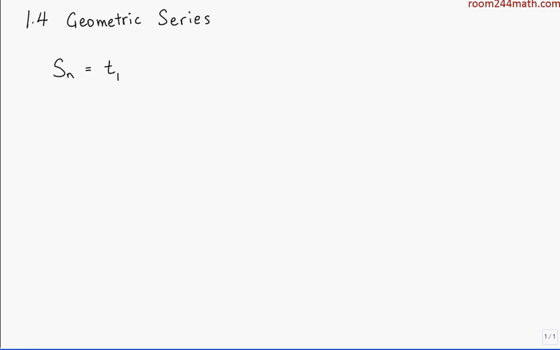So t1 is the first term. The second term is t1 times r, the common ratio. The third term, again, you just multiply by r a second time, so you have t1 times r squared, etc. And this goes all the way out to the last term in the geometric series, which is t1 times r to the n minus 1. So if you have n terms, the final one is going to have an exponent of n minus 1.